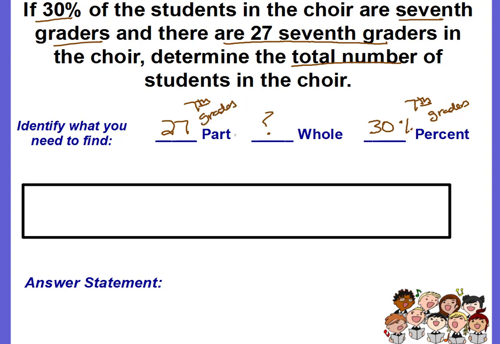Now, just like before when we were finding the percent, we need to make sure that the part and the percent represent or describe the same things. And they do. They both describe the number of 7th graders. So we're ready to go ahead and draw our bar model. So let's do our label. We'll do the 0% to 100%.